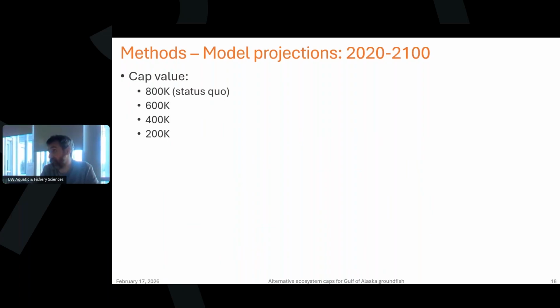Okay, so these are the cap values that we apply. We have the status quo, so the 800,000, and then scaling down 200,000 tons at a time. These aren't really meant to be options that management should consider per se. They're more intended as bookends to see how the system bends when you apply it to different kinds of pressures.